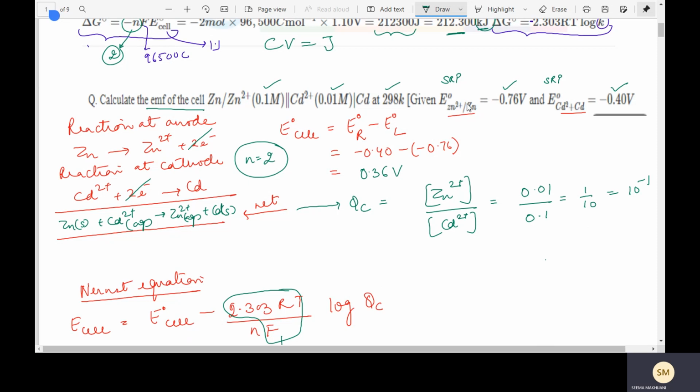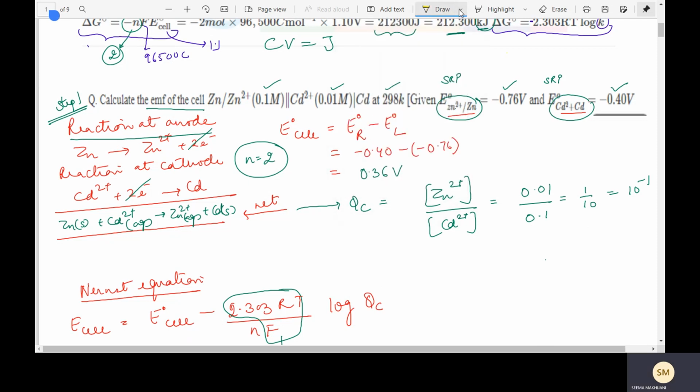Zinc 2 positive is going to zinc मतलब reduction है. Cadmium 2 positive is going to cadmium मतलब reduction है. Fine. Now always such a question should be done in steps. So your step 1 should be you write the reaction at the anode.